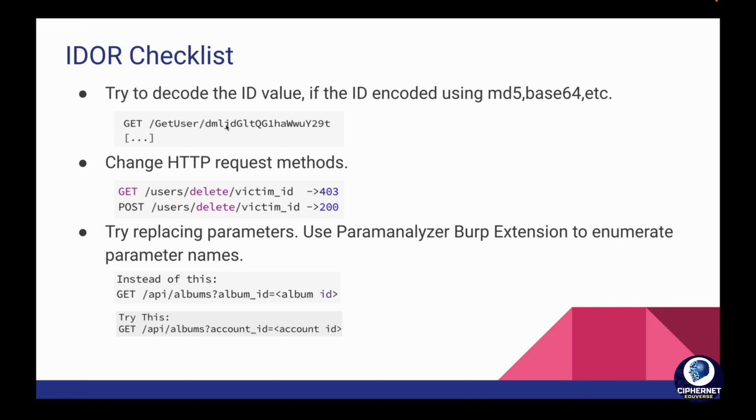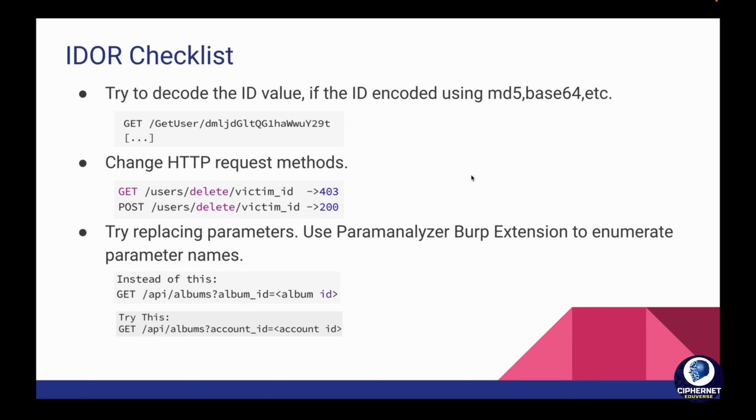Okay, so first, try to decode the ID value, if it is an alphanumeric value. Try to identify whether MD5 or base64, etc., is being used to encode this particular ID value. If it is MD5, decode this ID value using MD5 and replace the ID number with another user's ID number, encrypt the other user's ID number with MD5, place it over here and send the request to the server. You will successfully get the other user's sensitive data in your response.